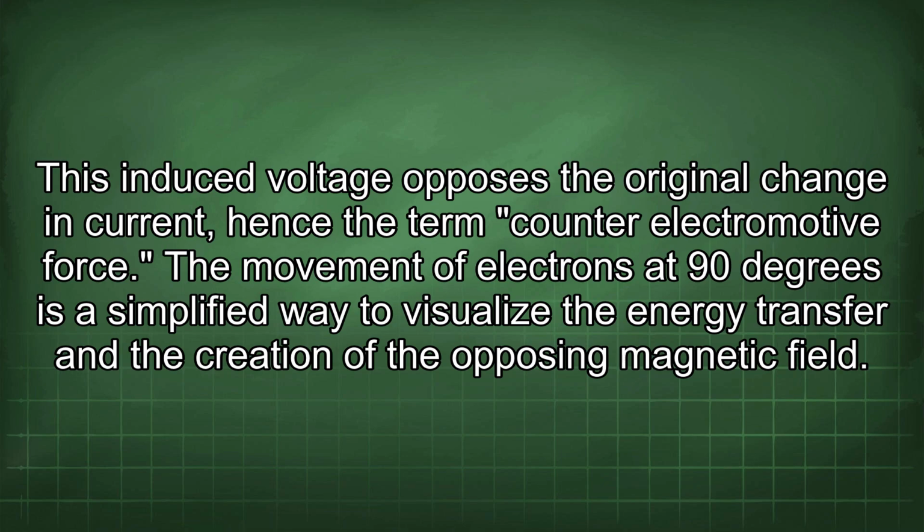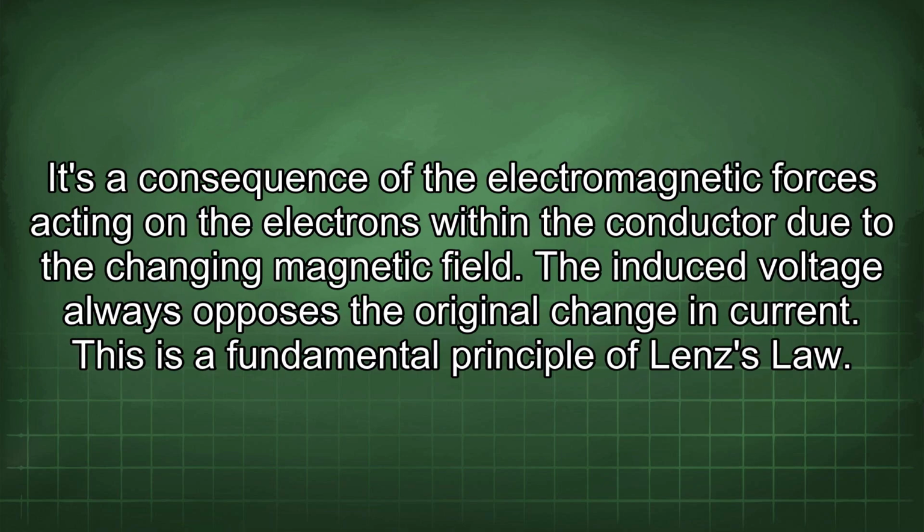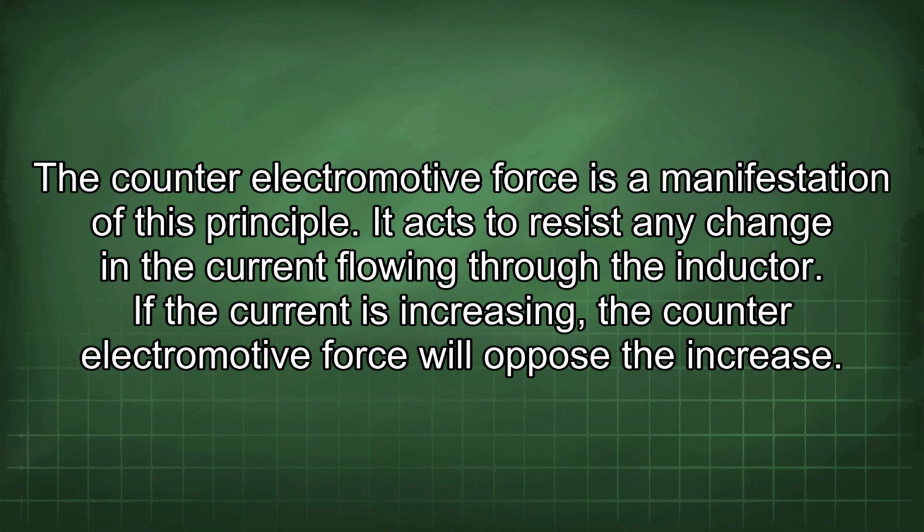The movement of electrons at 90 degrees is a simplified way to visualize the energy transfer and the creation of the opposing magnetic field. It's a consequence of the electromagnetic forces acting on the electrons within the conductor due to the changing magnetic field. The induced voltage always opposes the original change in current. This is a fundamental principle of Lenz's law. The counter-electromotive force is a manifestation of this principle.